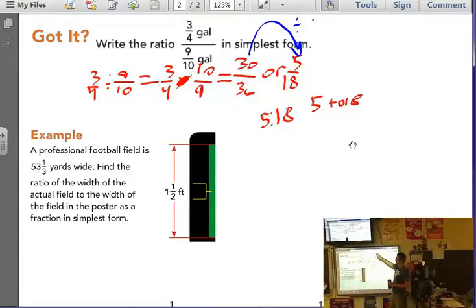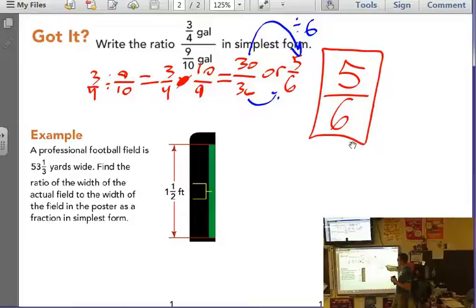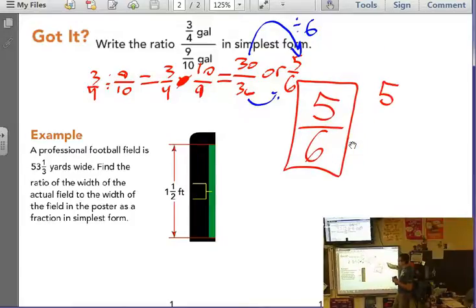Divided by... So you said 36 divided by 6 is... or no, 18. What is 36 divided by 6? 36 divided by 6 is 6. So this becomes 18. 5/6. Or you can say 5 to 6, or 5:6.